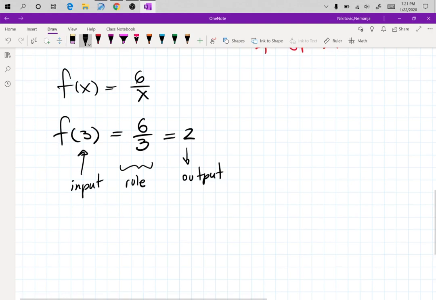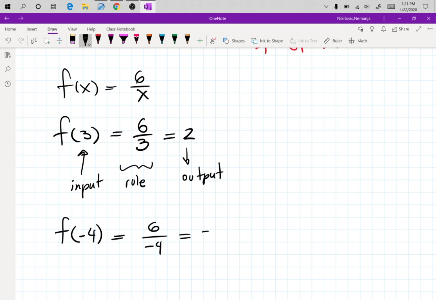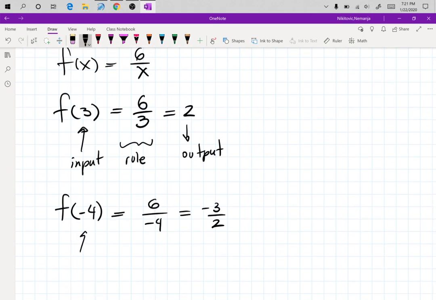It's very fast for me to switch now and say, what's f of negative 4? And you will say 6 divided by negative 4, because now my x is replaced with negative 4. That works out to be negative 3/2. I see my input again, see my output, so I have the point negative 4, negative 3/2 if I want to graph this thing.